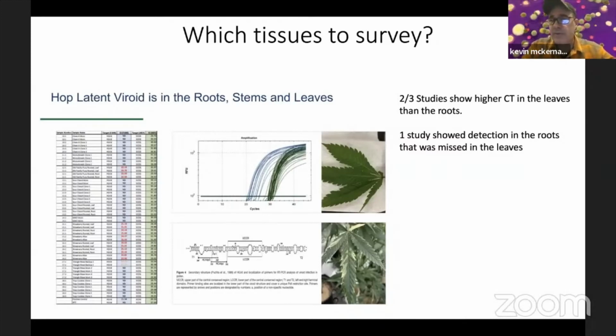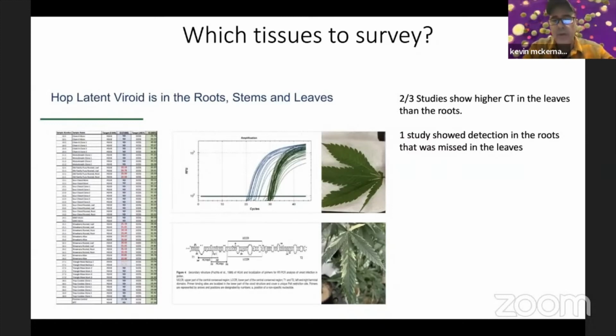We're still telling people to sample both if you can, because there are cases where you only pick it up in the roots and you don't see it in the leaves. But we've seen two studies where the leaves gave us more signal. So we're still learning about what to do and how to best survey these things.